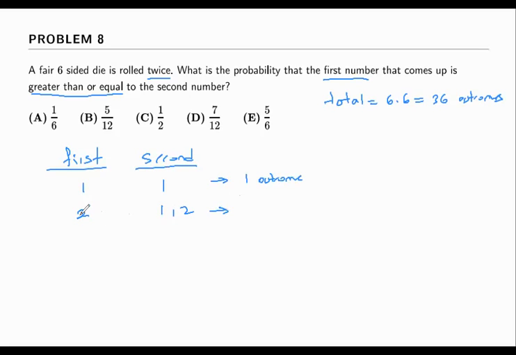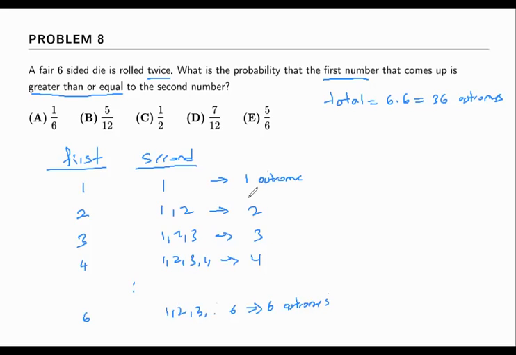And then in the second case, if the first die is 2, the second could be one of these 2. So we have 2 outcomes. And if this is 3, you could have 1, 2, or 3. So that is 3. And if this is 4, that will be 1, 2, 3, or 4. So that is 4. And if you just keep doing this, if the first one is 6, then the second one could be 1, 2, 3, all the way to 6. And that will be 6 outcomes.